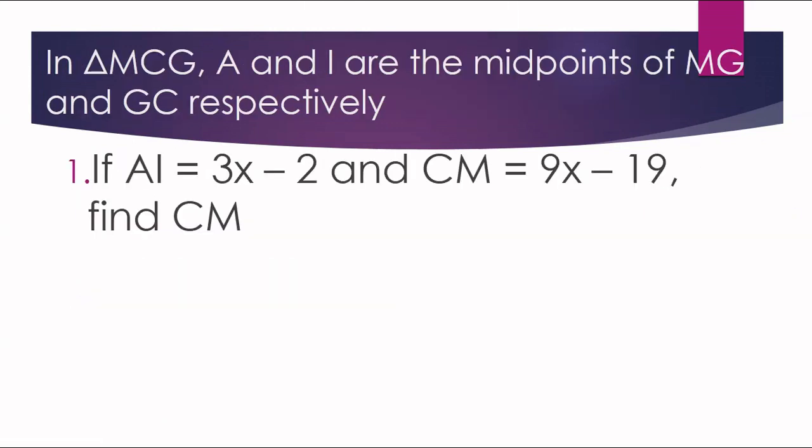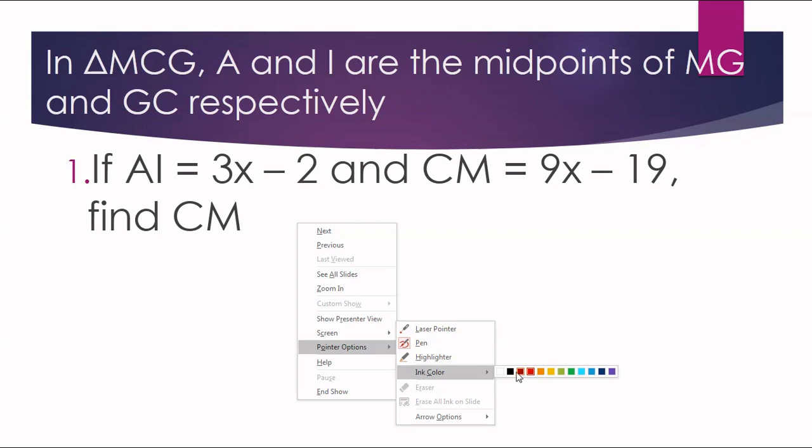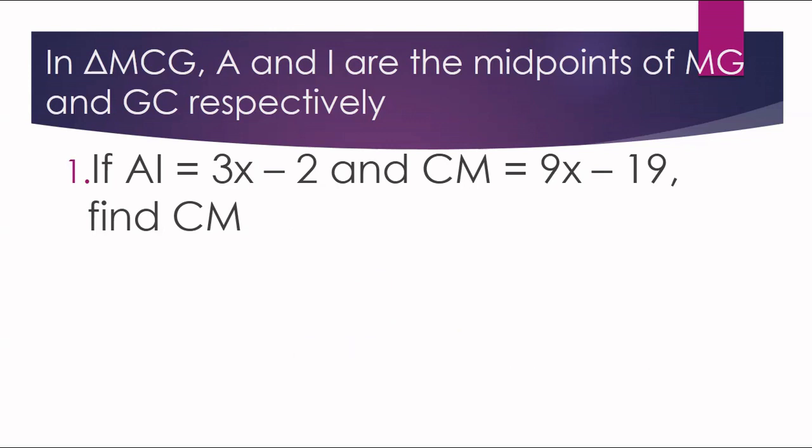For our last illustrative example, let us have this one. In triangle MCG, A and I are the midpoints of MG and GC respectively. So you are asked if AI is equal to 3x minus 2 and CM is equal to 9x minus 19, then find the measure of CM. Let us answer this. But first, let us illustrate our triangle.